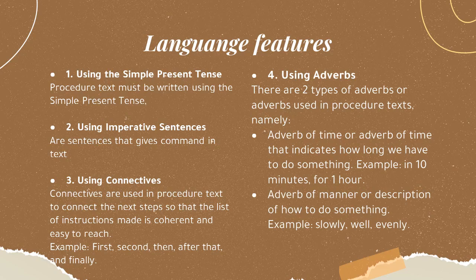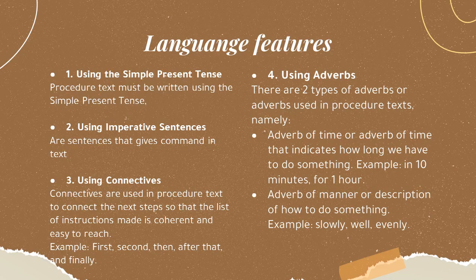For example, open the door. And another example, wash your food. And the third is using connectives. Connectives are used in a procedure text to connect the next step so that the list of instructions is coherent and easy to read. For example, first, second, then, after that, and finally.